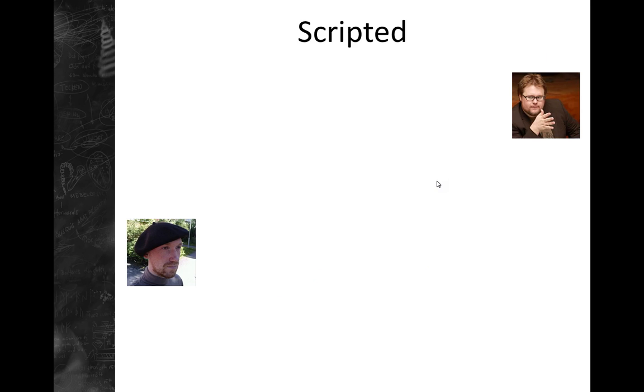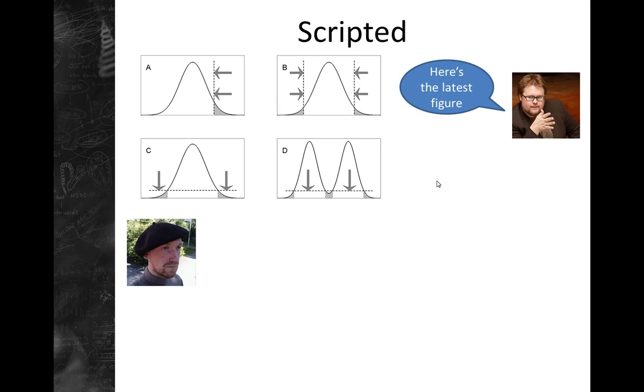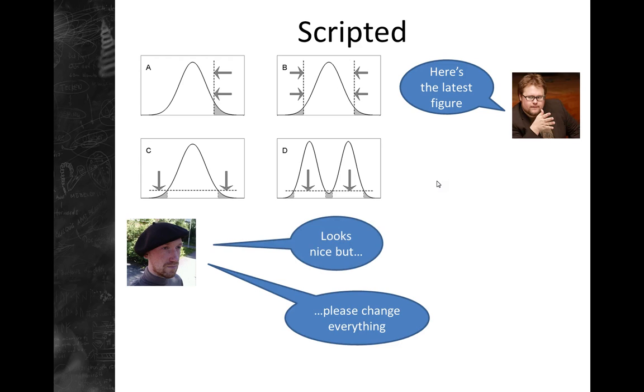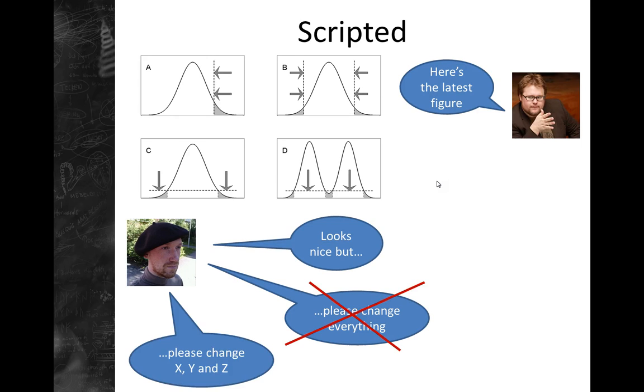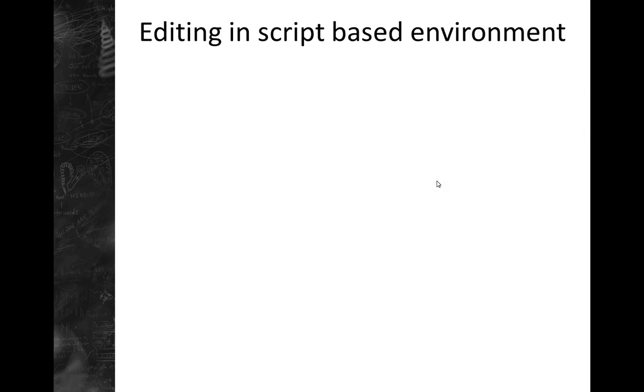So for example, here's me and Gunnar, my supervisor, and I will show him a figure and he will say something like, okay, this looks nice, but please change everything. Okay, well, maybe not change everything, but he will say, for example, change whatever, 1, 2, or 3 things. And then, if I need to redo it, I can start from scratch and do it the manual clicking way. Or if I'm in a scripting environment, I just need to change some variables and redo it.